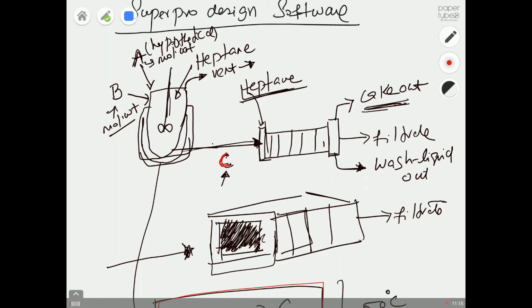So we are going to assume a 95% conversion in the reactor. What do we mean by that? 95% of your reactants are converted into products. So you have 95% conversion here. Let me check what the problem is.